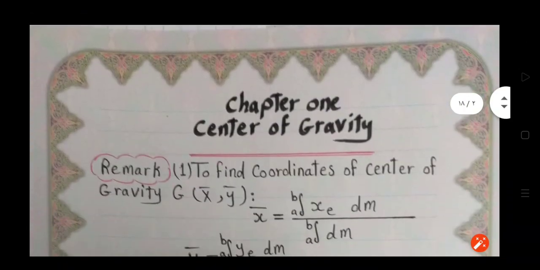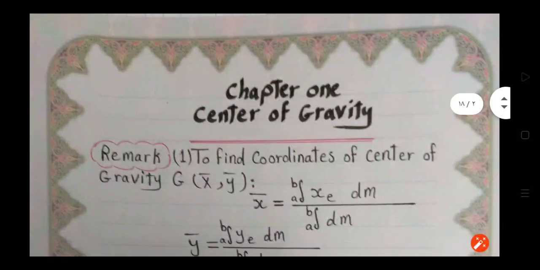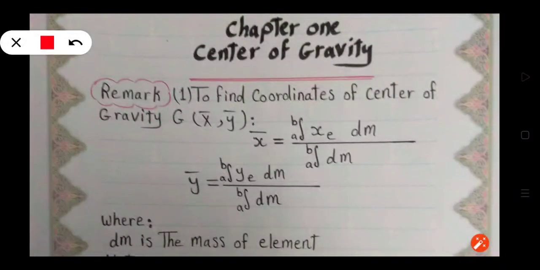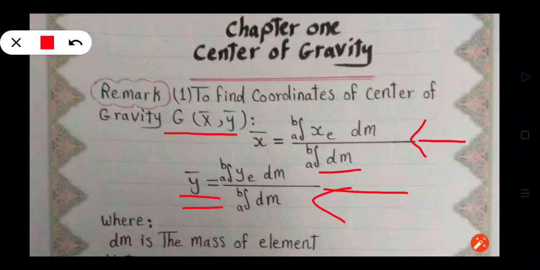Firstly, we should take some remarks to solve some different examples about center of gravity. First, center of gravity is given by G, x bar and y bar. We can find x bar by using the rule: x bar equals the definite integral from a to b of x_e dm over the definite integral from a to b of dm, and y bar equals the definite integral from a to b of y_e dm over the definite integral from a to b of dm, where dm is the mass of the element. To solve any example on center of gravity, we should know x_e and y_e, the position of the element, the type of dm, and the limits of integration a and b.